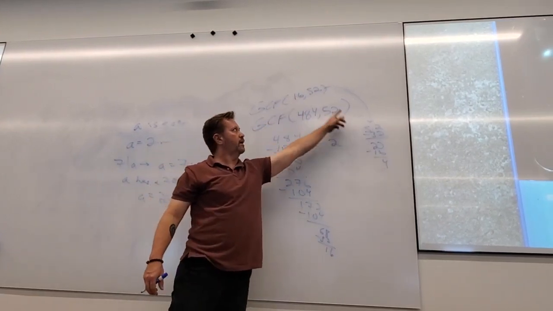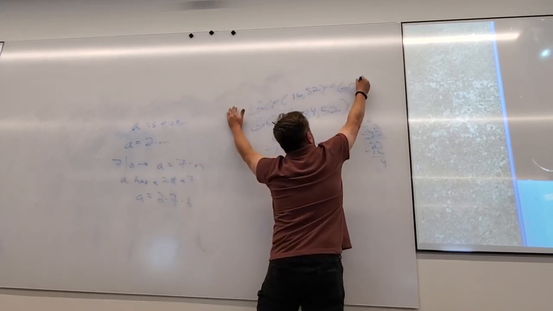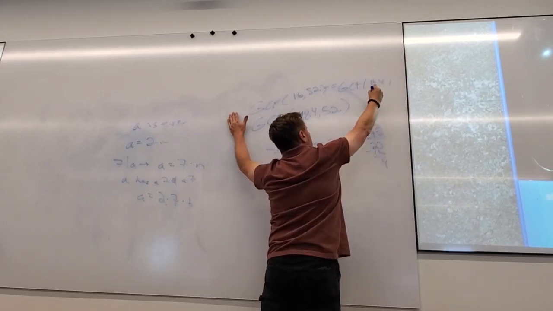Now I do the same thing again. Now I start with 52 and I subtract it down and I got it to 4. Can you guys just tell me the GCF of 16 and 4? 4. Done.